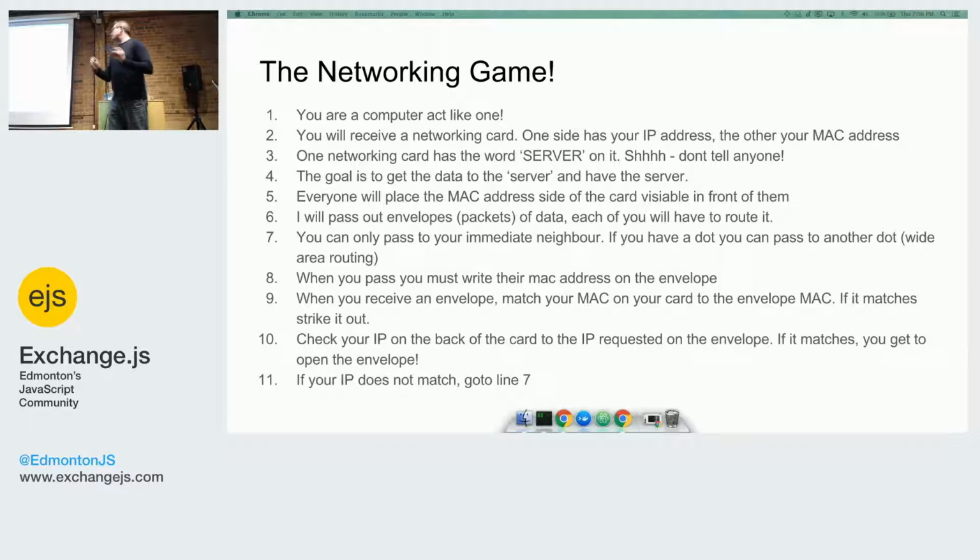That person will receive it, and if the MAC address is matched, which it could be, strike it out. It's just a way to keep track of where this thing went. Now, also on the envelope, I'm going to put the IP address of where it's trying to get to, and if it matches, you get to open the envelope. You're that lucky server person. Otherwise, if your IP doesn't match, you go to line 7, so you pass the envelope to your immediate neighbor.